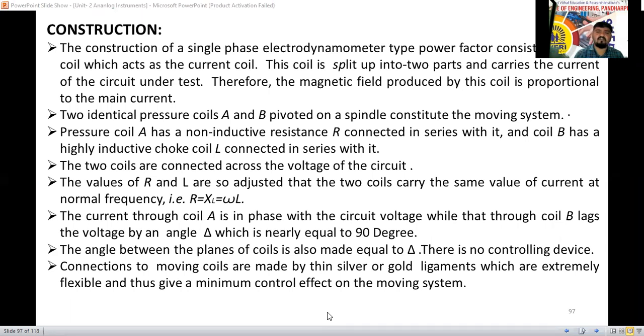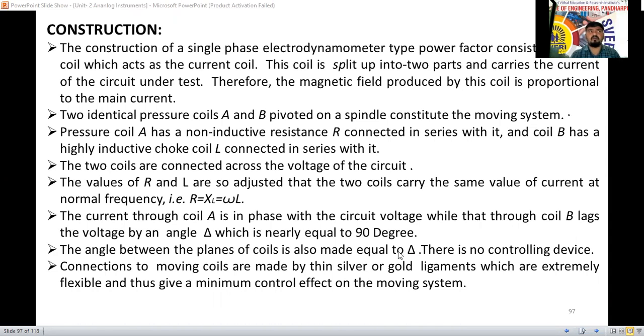Resistive load. The coil A is connected in series with the resistive load here now. So for that reason, the current through coil A is in phase with the circuit voltage, while the coil B lags the voltage by an angle delta, which is nearly equal to 90 degrees. We are going to consider 90 degrees only.